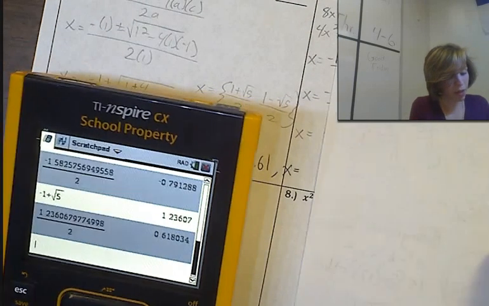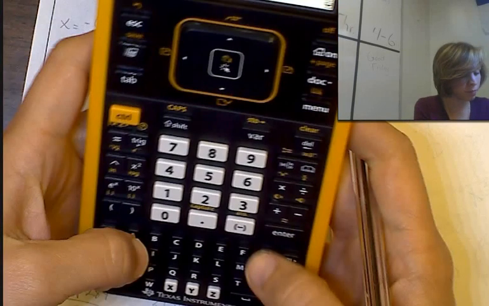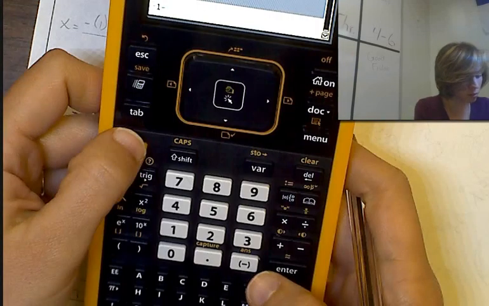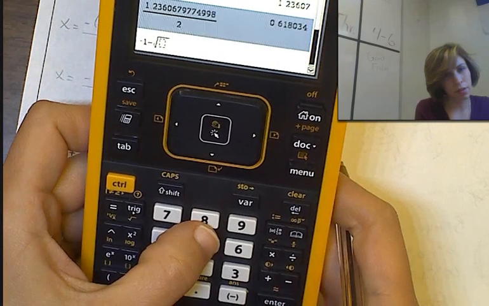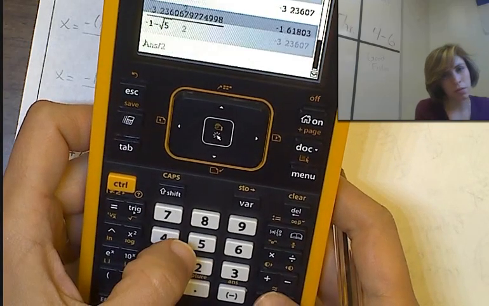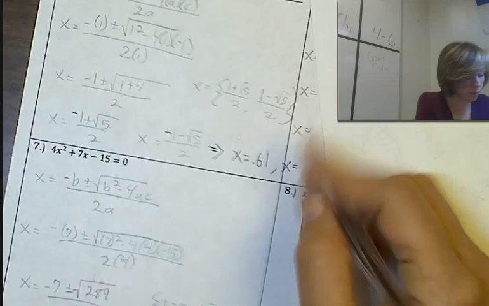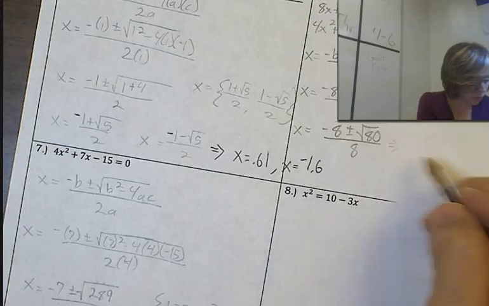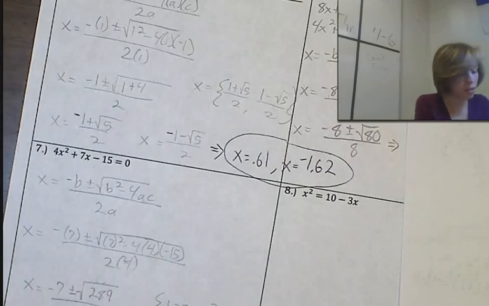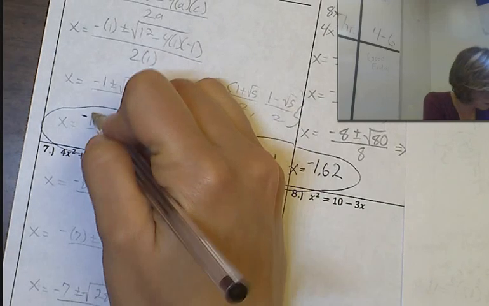Okay, and then my other one would have been negative 1 minus square root of 5. Okay. We get a number for that. And then I divide that by 2. Okay, and I get negative 1.62. So this is a possible answer that you might see on a quiz or a test. This is also a possible answer that you might see on a quiz or a test. Let me put that in pen so you can see it better.